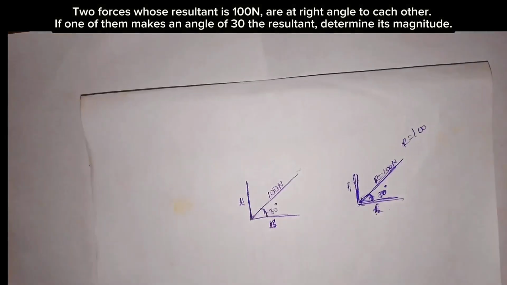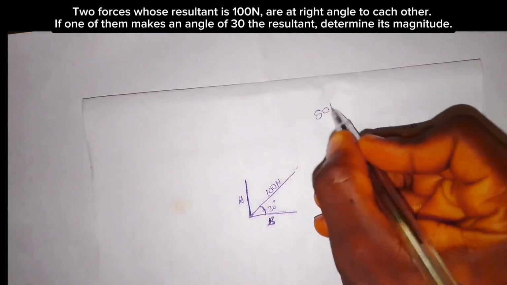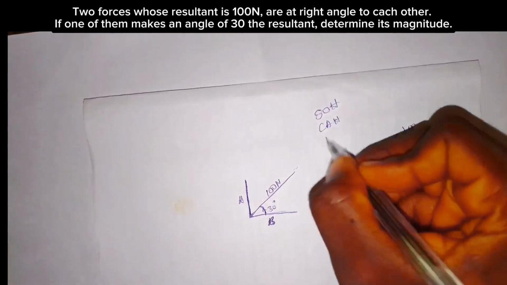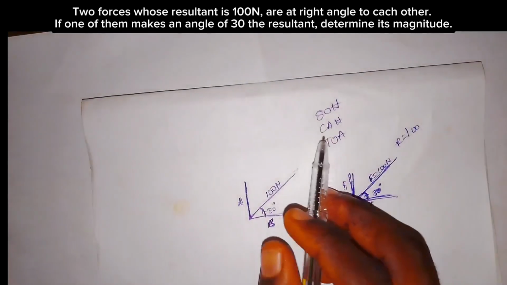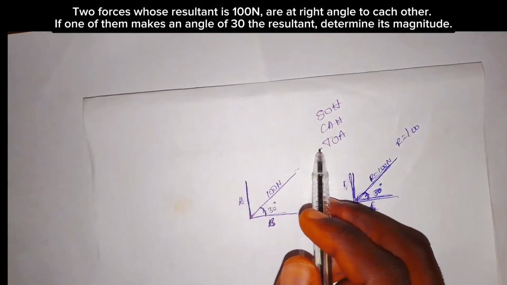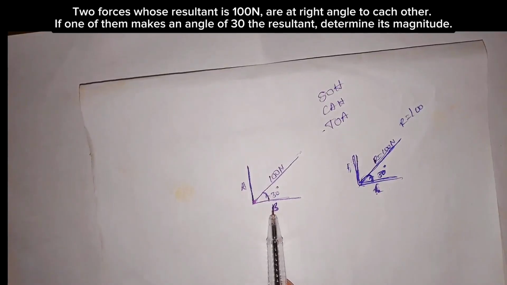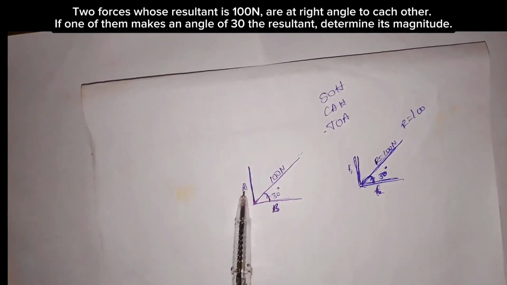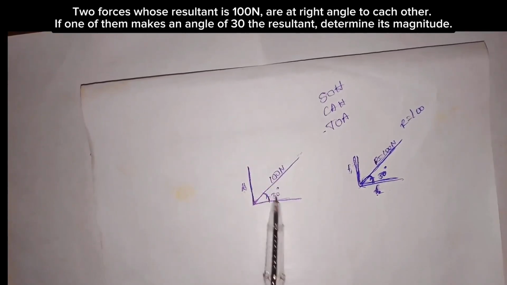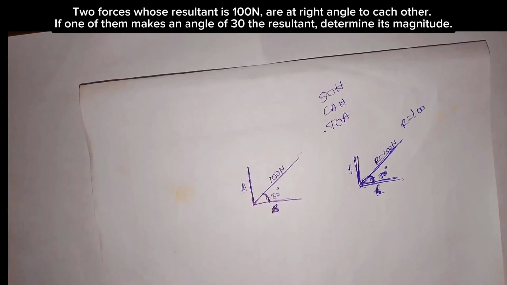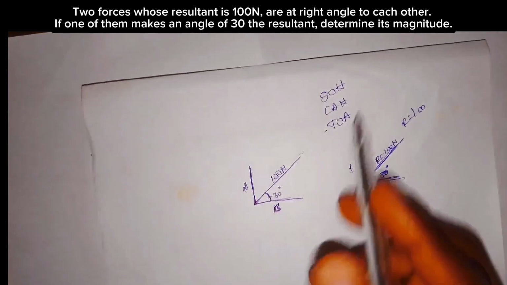Now this is quite tough, but it's so easy to solve. You guys have heard of SOHCAHTOA. Now in this question, there are many ways we can solve for B. Looking at this question, they didn't give us A, they gave us the resultant and the angle. They didn't give us B, we should look for B, unlike our previous questions. In order to solve this type of question, make use of SOHCAHTOA.